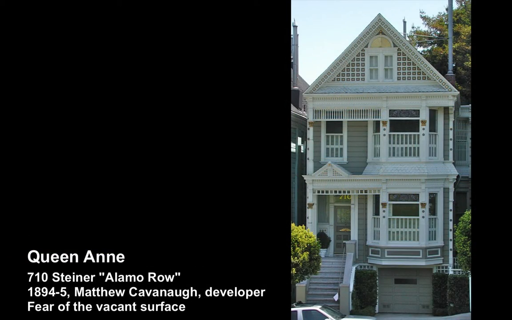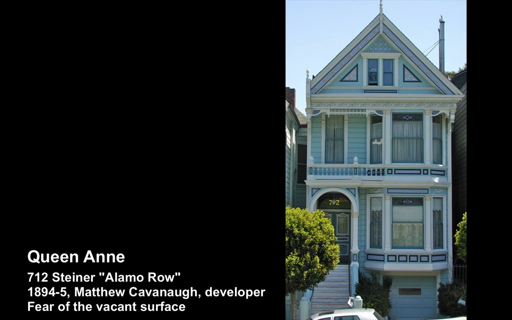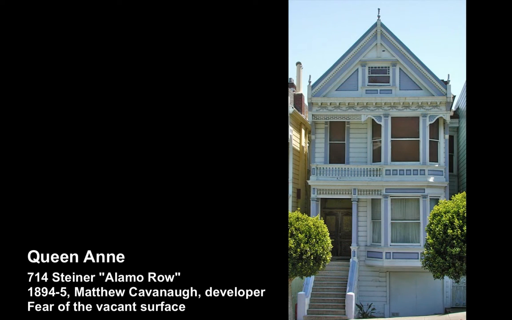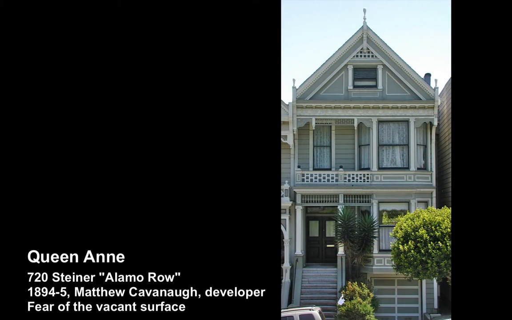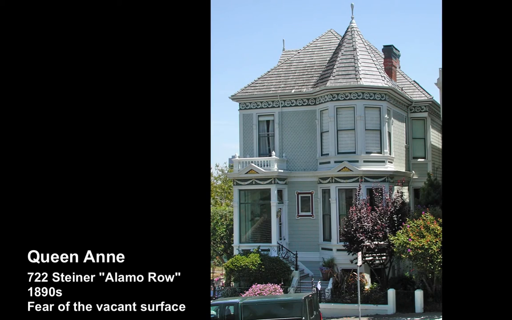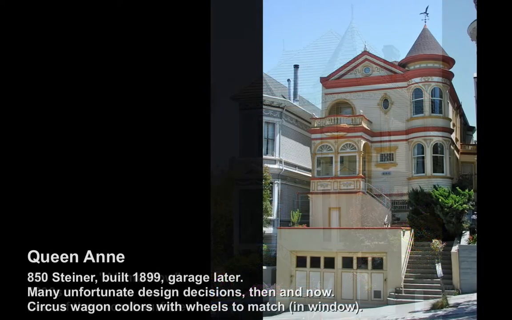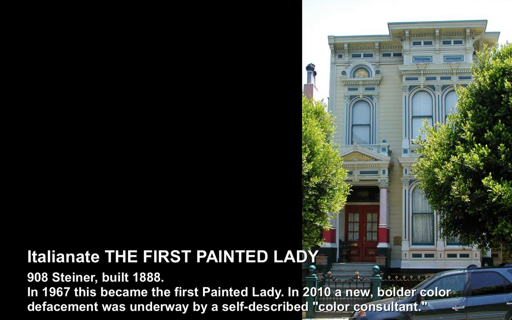Even though these are smaller Queen Annes, they display most of the distinguishing characteristics of Queen Anne, not least of which are the spindles. And you can see those here right over the porch and connecting window to window. The corner turret's another hallmark of Queen Anne. And the corner turreted homes are becoming rarer and rarer. Here's one of my bête noirs, the first painted lady. We'll get into that later in the other Italianate lecture.